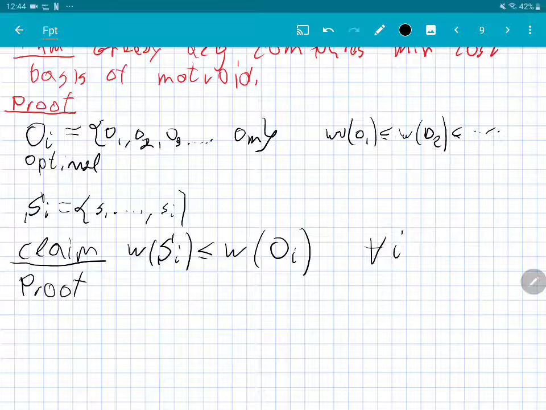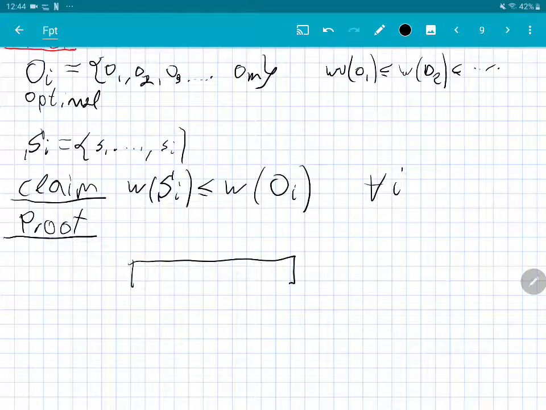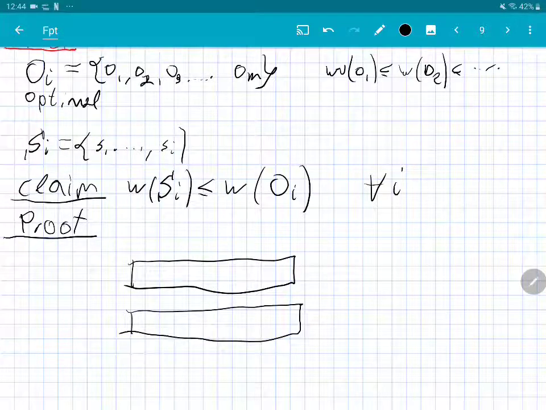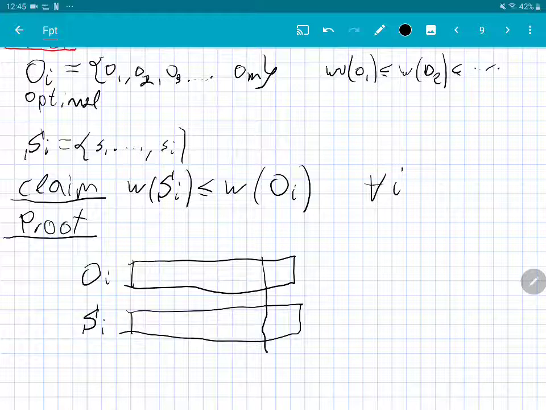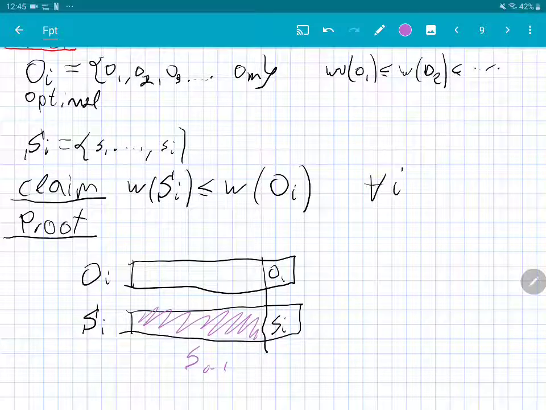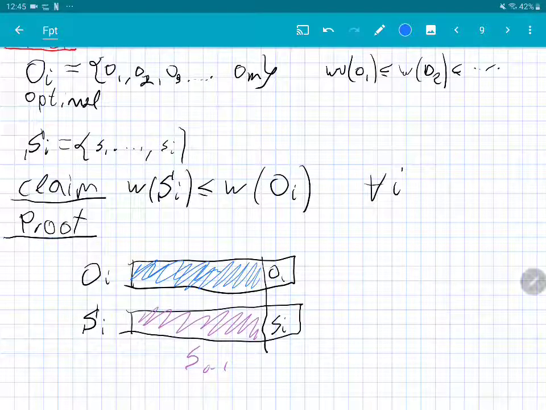The proof is not too difficult, but let's see if I can do it. So let's look at the first i elements of O_i and S_i, and then let's not look at the last element, so we have the prefixes. Now the key observation is that S_{i-1}, the first i-1 elements, is cheaper than O_{i-1}, because of induction. By the way, the condition trivially holds for empty sets, so in the beginning it holds. So S_{i-1} is cheaper than O_{i-1}.